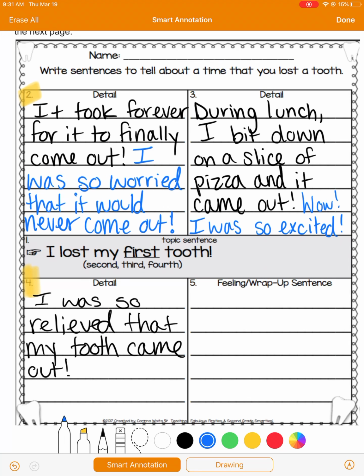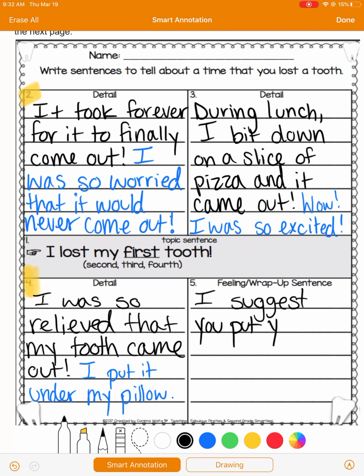Maybe I want to tell you what I'm going to do with my tooth. I put it under my pillow. That sounds like a good sentence to me. Now I'm going to wrap up my sentence. Maybe I might ask my reader a question, or maybe I'll give a suggestion. I'm feeling a suggestion. I suggest you put your tooth under a pillow for the tooth fairy.